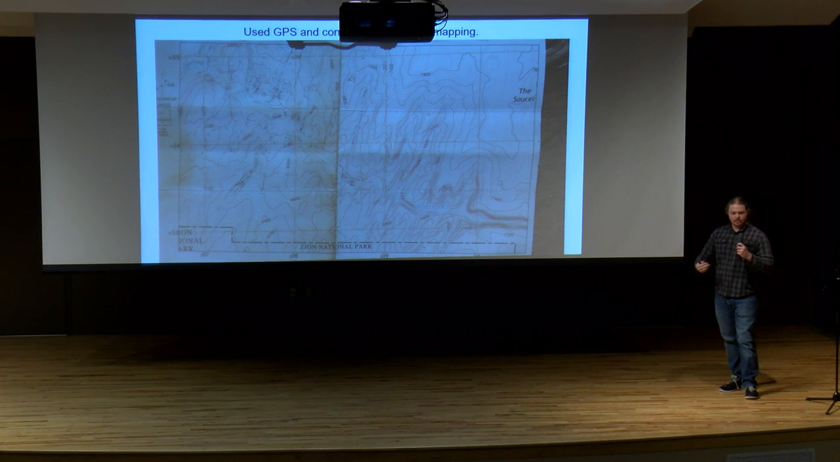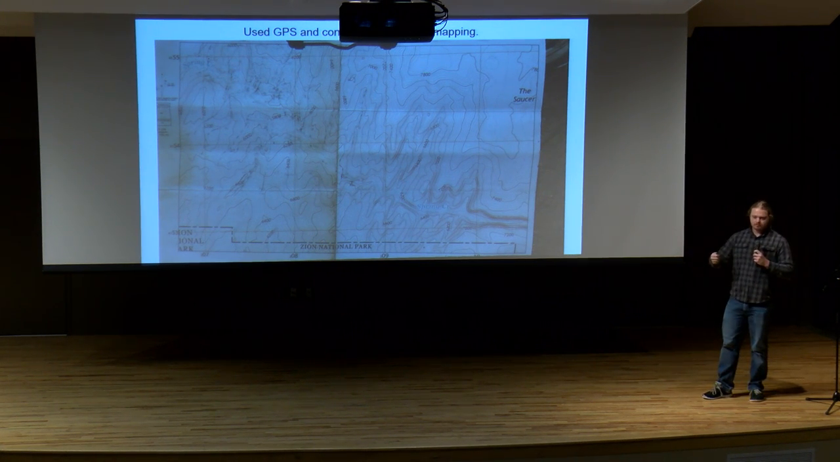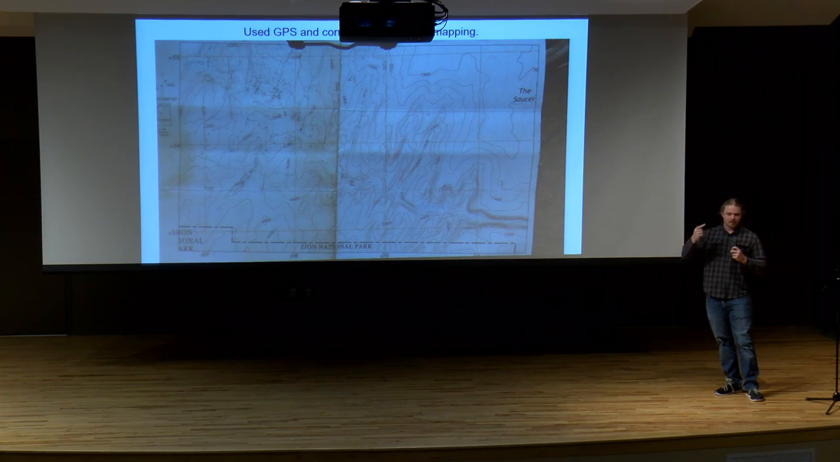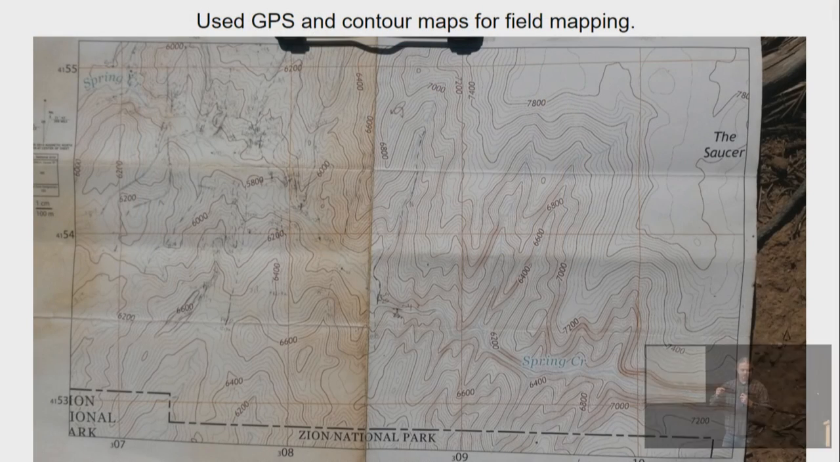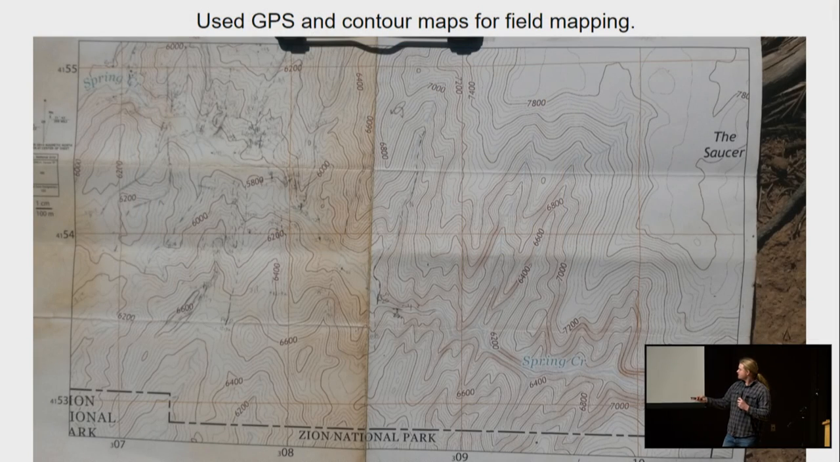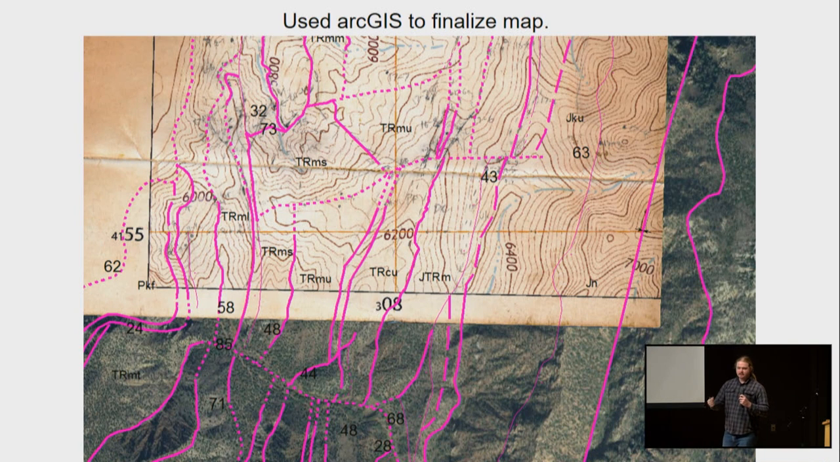So we took GPS data, and we measured where we were while we were mapping, and we used contour maps out in the field to basically look at the rocks and try and create a mental contour map of what we were seeing and trace it down onto our maps. And then I scanned my field maps into a GIS program called ArcMap.